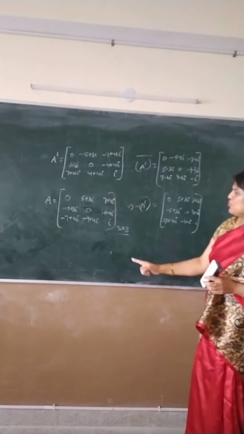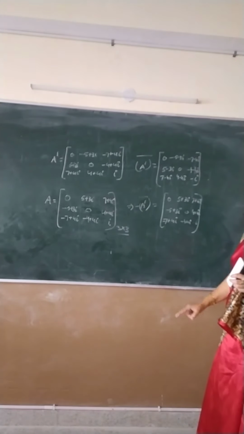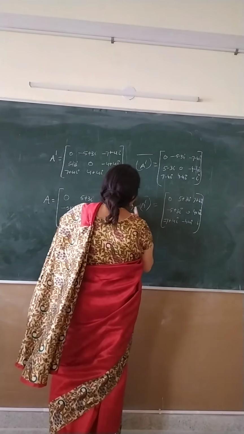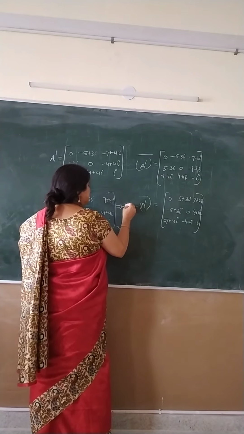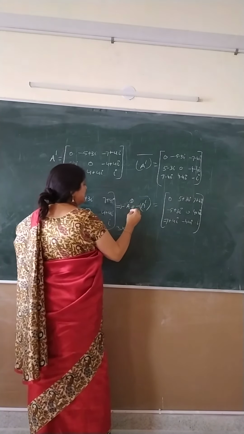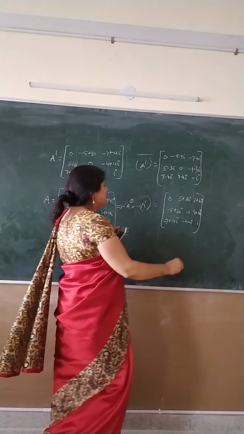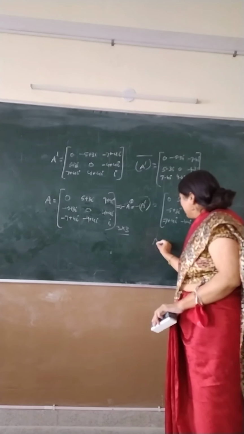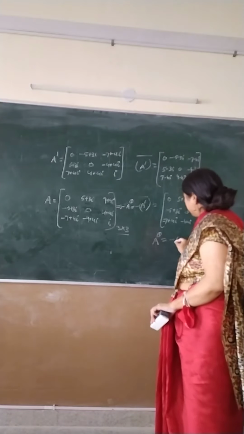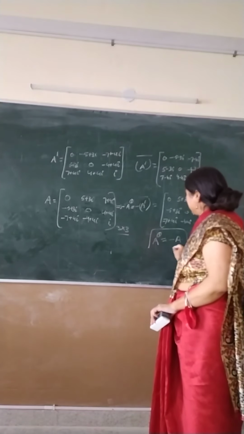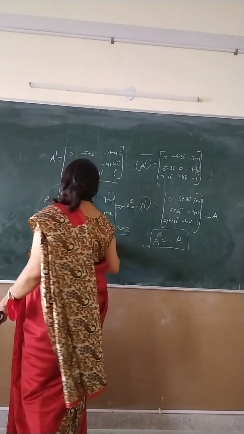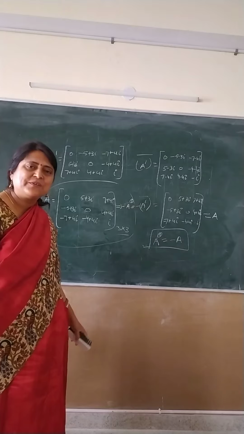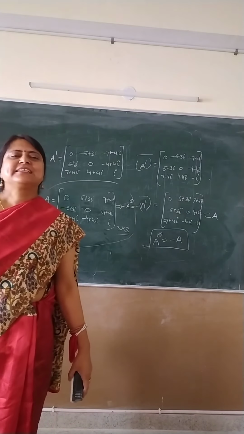Now see, you can check students, this conjugate transpose is minus of this. The meaning of this is the matrix is minus of itself. Now the given matrix is a skew Hermitian matrix. Is it clear? Okay. Now let's do the next one.